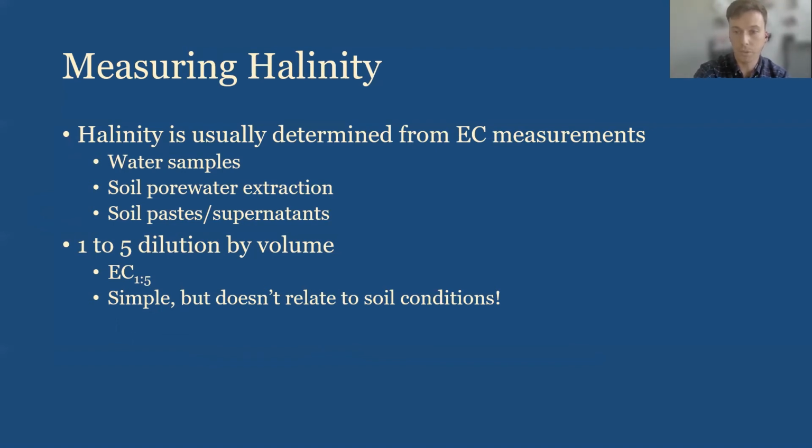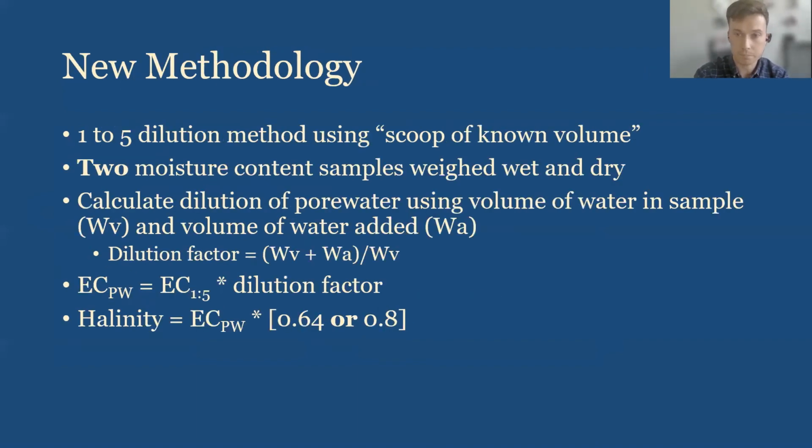One common method for determining conductivity of subaqueous soils is the 1:5 dilution by volume method, which involves taking 1 part soil, 5 parts distilled water, and measuring the conductivity of the supernatant. It's a simple method that can be done in the field, but it doesn't relate to the actual conductivity of the soil pore water, because of course that pore water has been diluted.